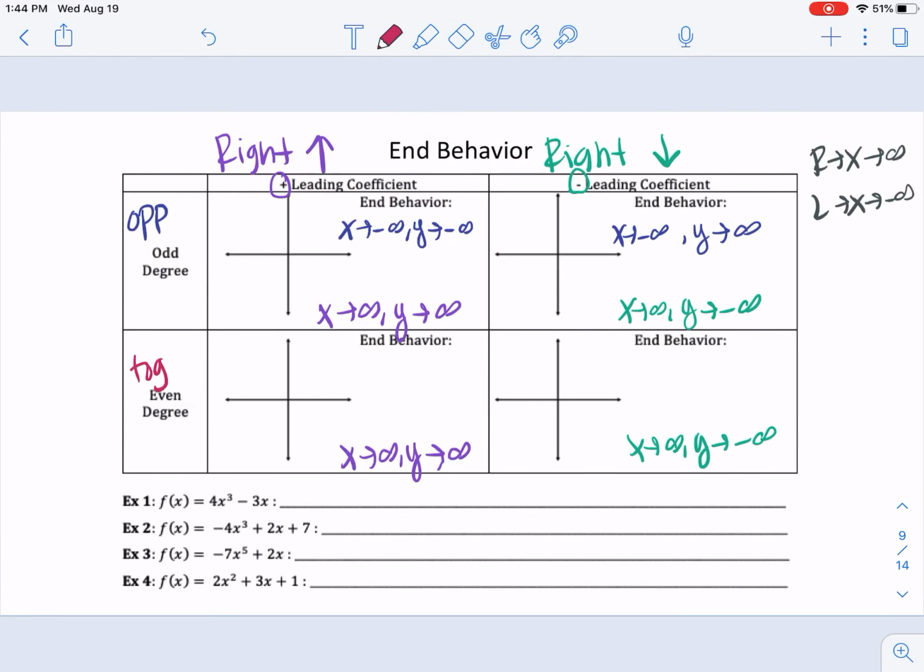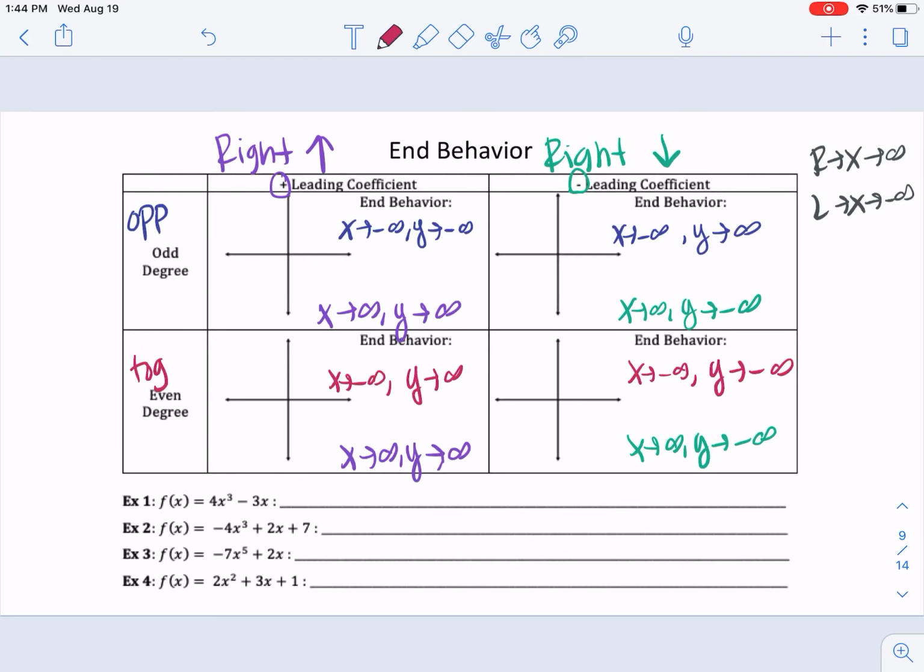I can also talk about the end behavior of my evens then. We know that evens go together. So here I'm going to say y is still going to infinity, y is still going to negative infinity, and then I'm just going to clarify that I'm talking about the left-hand side. So we can see that they're going to go together. It's the same exact thing.